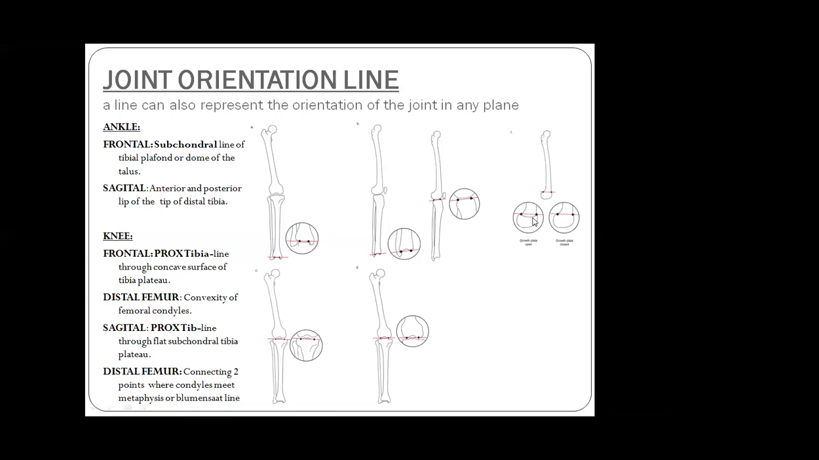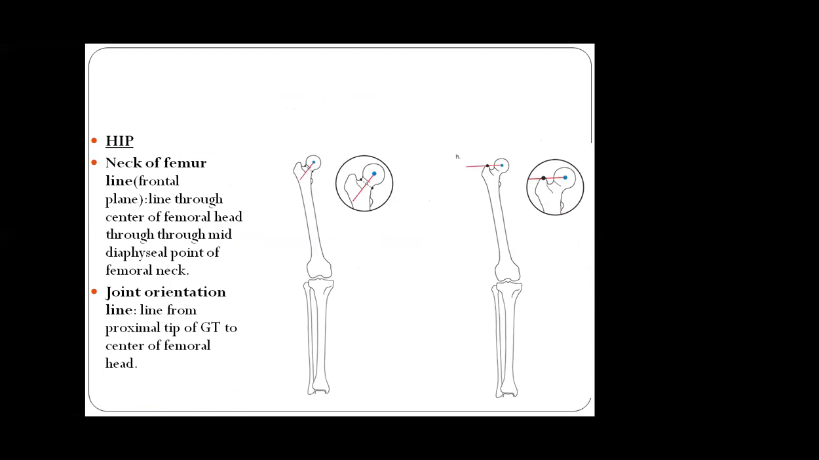Or, if the growth plate is open, then we can see the epiphysis-metaphysis junction. We have to take that point as the orientation point and then draw the line connecting the two points. So that is the joint orientation line in the sagittal plane at the level of the distal femur for the knee joint. Next, I would talk about the hip joint, and how the joint orientation lines in the hip joint are formed.